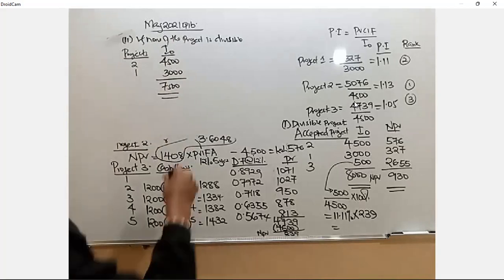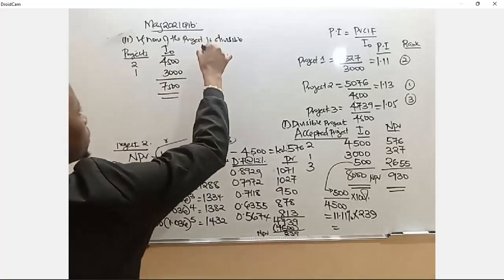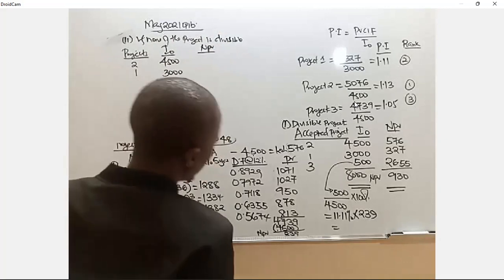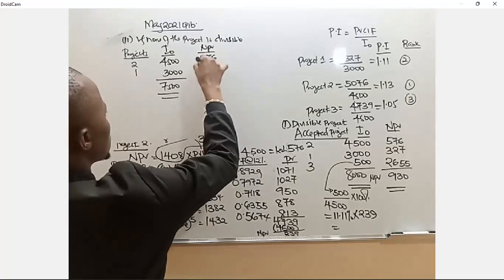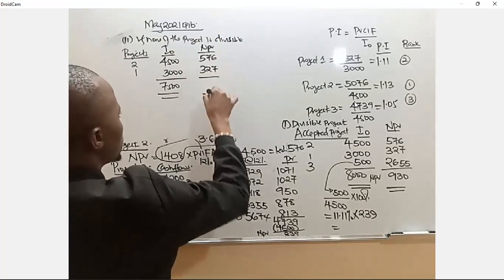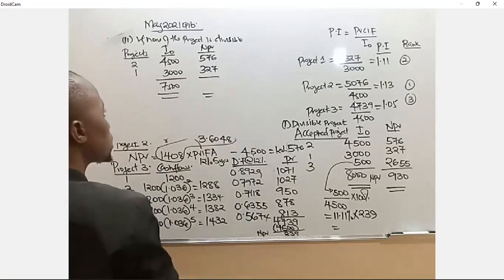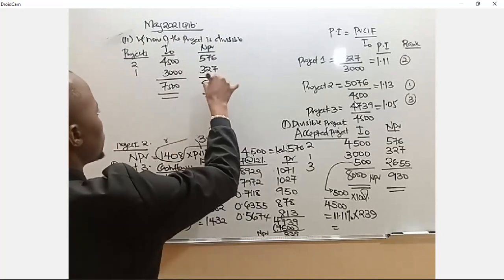Then we have our NPVs for the 2 projects which we can undertake. The first one is 576. The second one is 327. Right? So you have 576 plus 327, getting 903, which is your NPV.